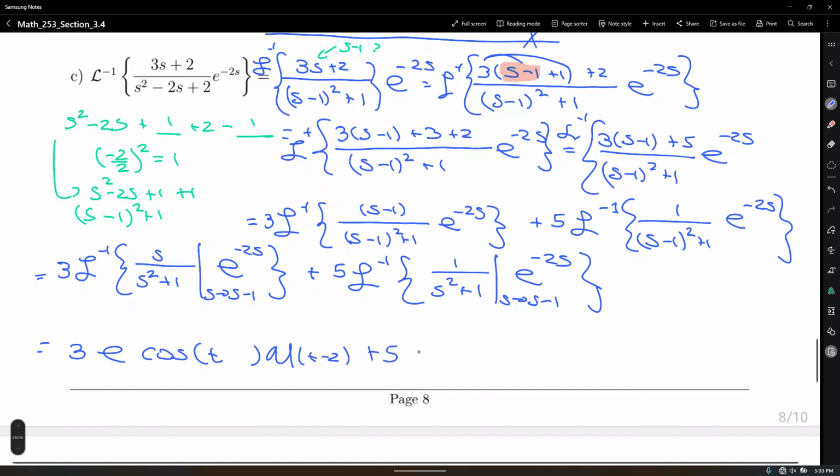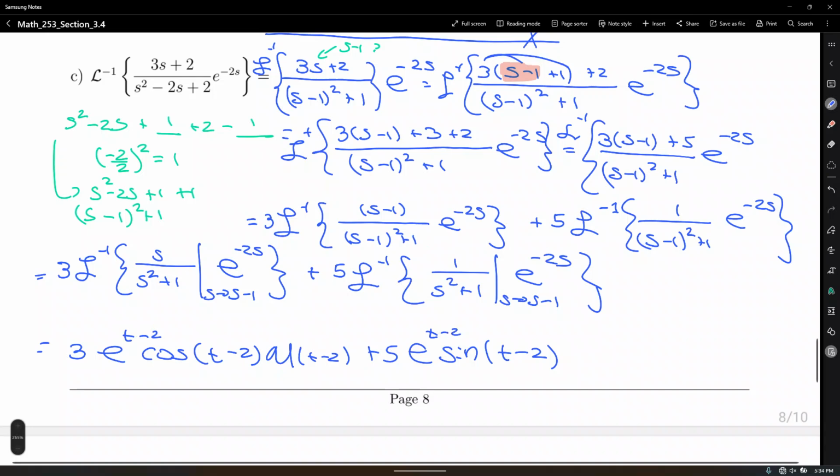Plus 5 times e to the something sine of t minus, in this case, minus 2. And guys, we would say the following, wouldn't we? Here s minus 1 goes to simply t, when we do the inverse transform using the first translation theorem. But everything you see back in the world of t has to be shifted as well.